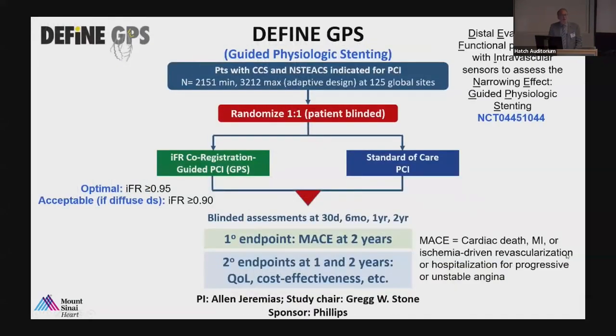So this has led us to run a trial that we're currently enrolling in, which is DEFINE GPS. This is overall about somewhere between 2,000 and 3,000 patients in whom we're doing successful PCI, and then we're randomizing patients to physiology with IFR along the entire course of the vessel versus just leaving it alone because you think you got a successful result. And we're trying to optimize all the untreated results to try to drive to an IFR of 0.95 or greater. And we've randomized well over 1,000 patients in this trial so far.